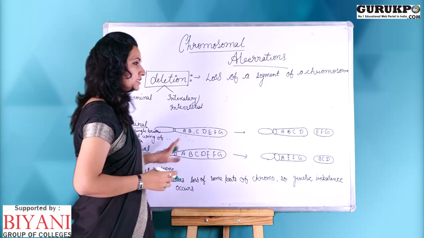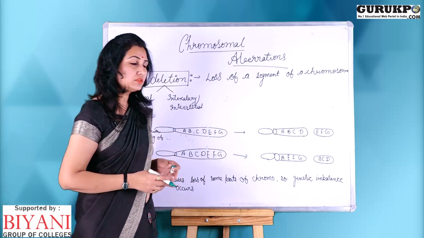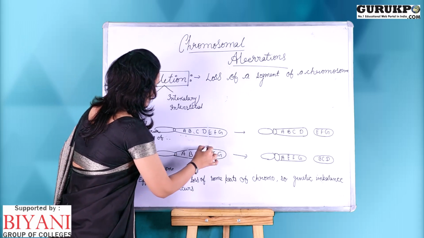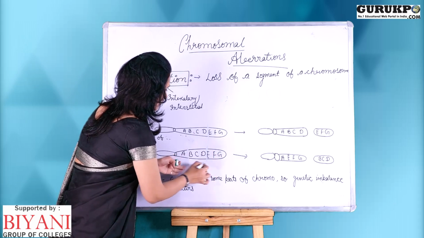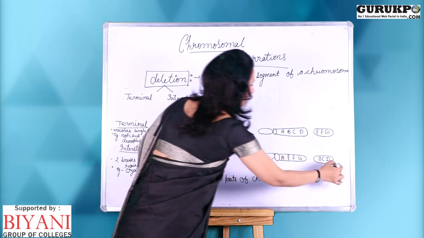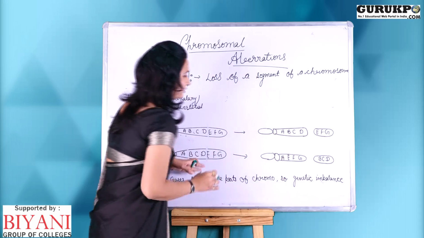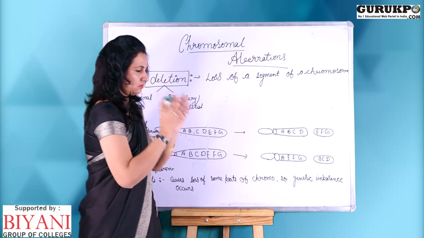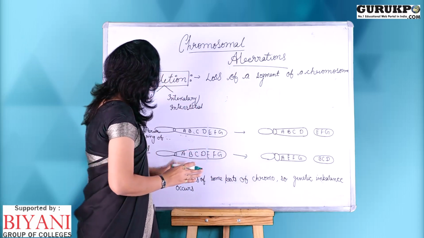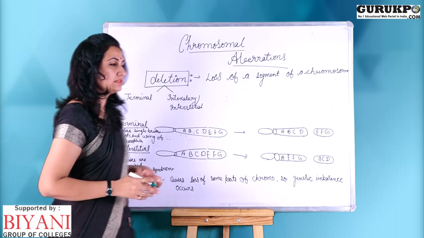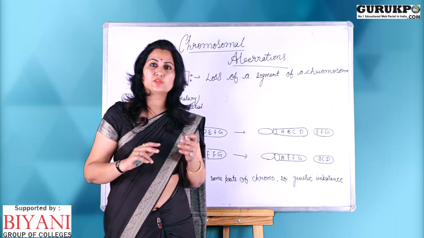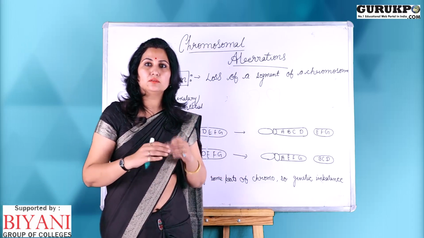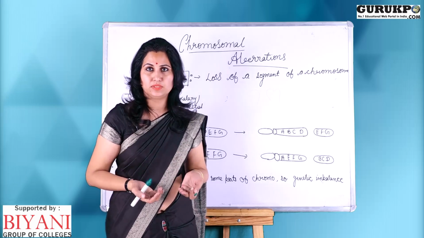And next is the interstitial or intercalary type of deletion process, in which the chromosome will break at 2 points in between, and the intermediate portion will get deleted. As you can see here, the intermediate portion B, C, D has been deleted, and again the size of the chromosome has become shorter. An example of it is the Cri-du-chat syndrome, in which a cat-like cry occurs in the baby, in which this intermediate intercalary type of deletion process has occurred.